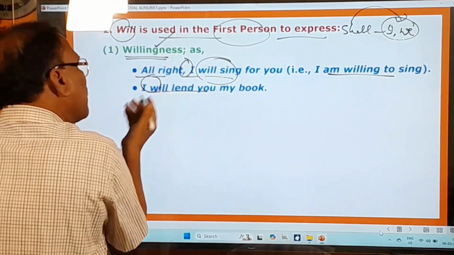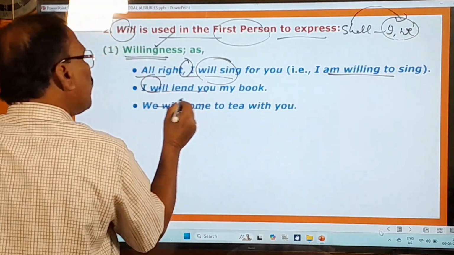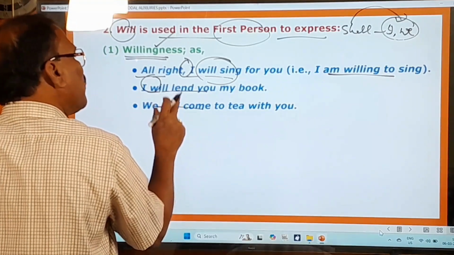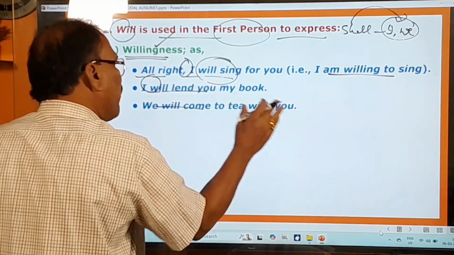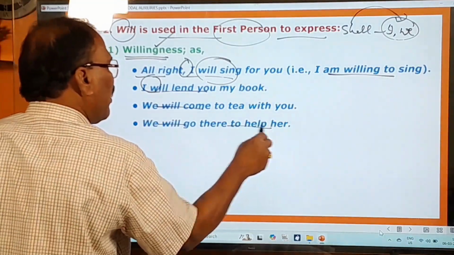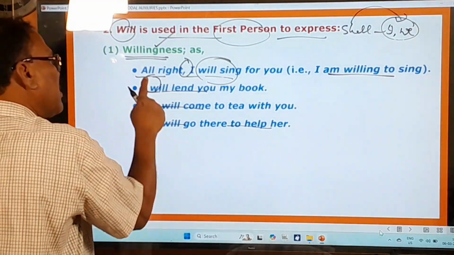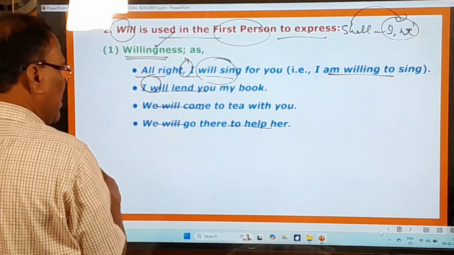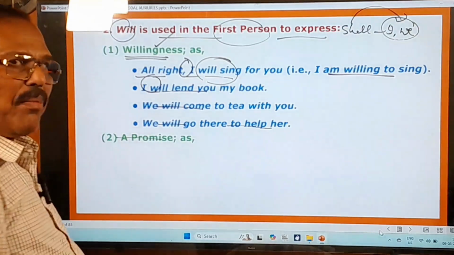So willingness is there. So we will come to tea with you. So you are expressing your willingness to go there for tea with them or something like that. So we will go there to help her. Okay. And see, in all these examples, this will is indicating some willingness. And you go to the next one, it also indicates some promise.